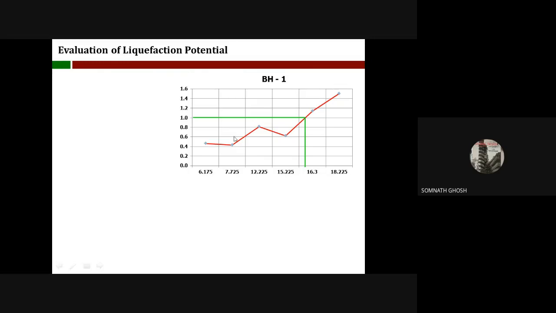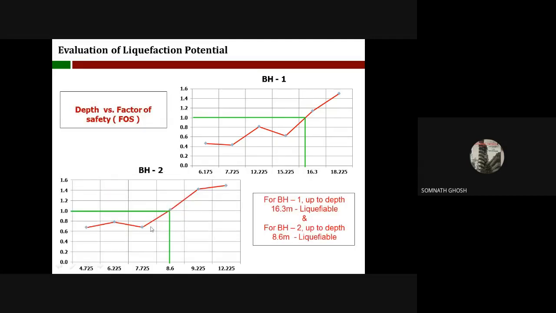Got my point? So the entire zone, less than 1, you can't consider it. Just imagine, not a matter of joke, 16.3. Okay. Similarly, for borehole 2, when they did it, then it is like this, 8.6. Right? This is 8.6 meter. So up to 8.6 meter, you can't consider.